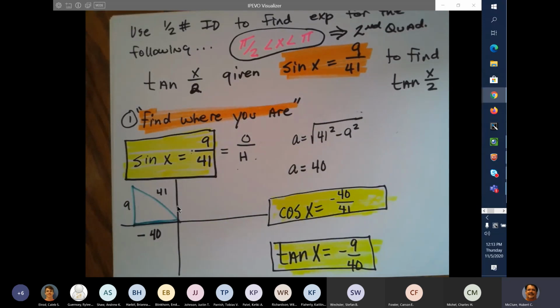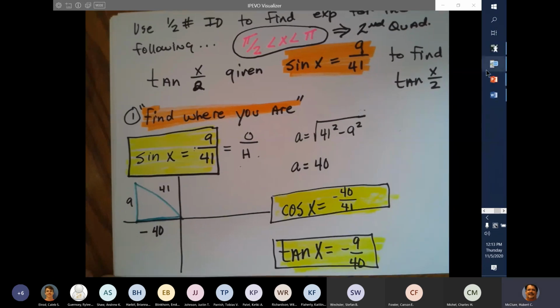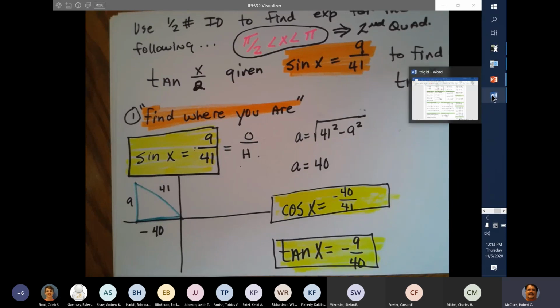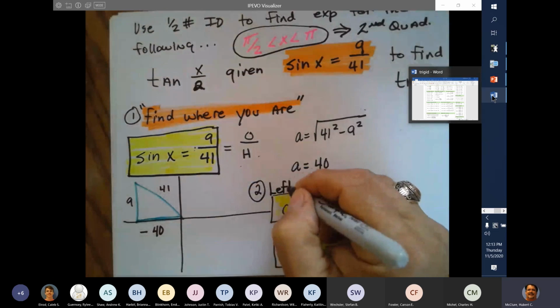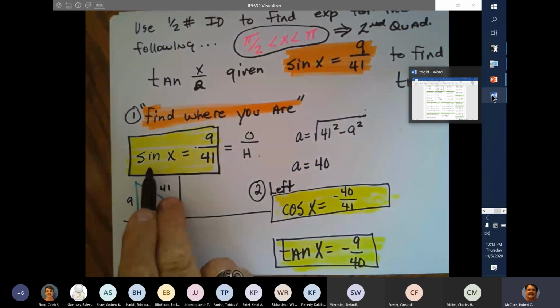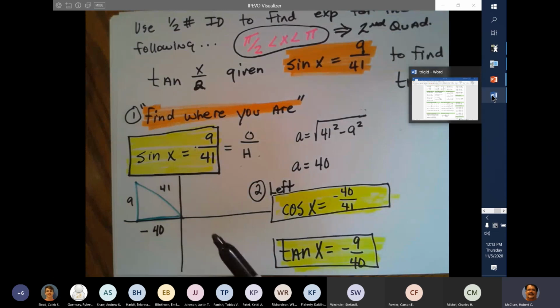Now it tells us which one to use. It tells us to use the half angle, or half number, sorry. So let's go over to our cheat sheet. I'm trying to show y'all the method y'all should be using. Find out where you are, then step 2, this is 2 right here, find what's left. You're given the sine. And I told you the 3 most important are the sine, the cosine, and the tangent. So you got to find what's left. After you find out where you are, you got to find out what's left.